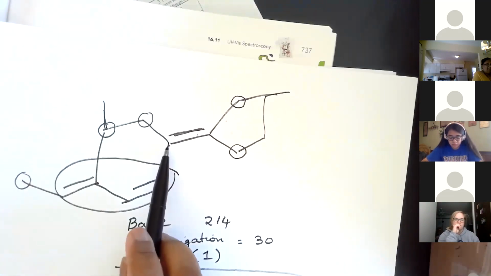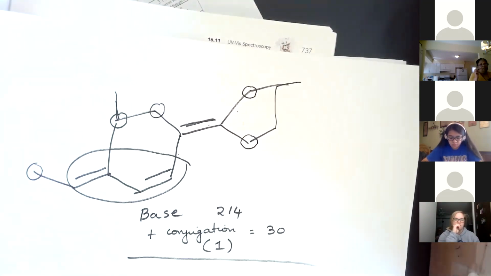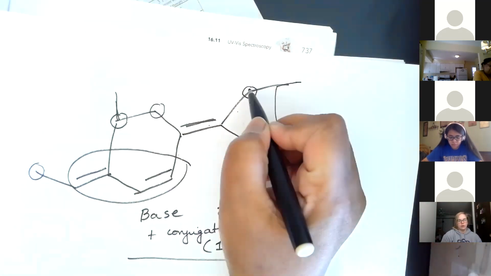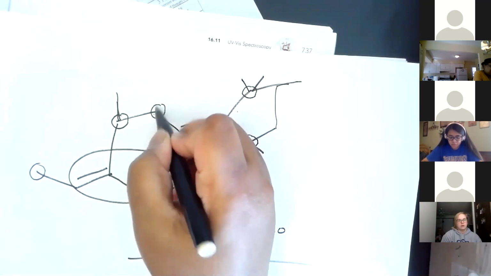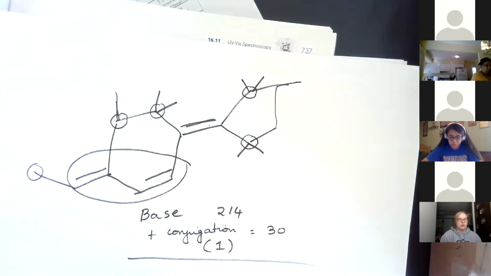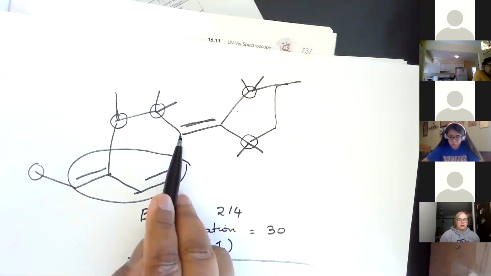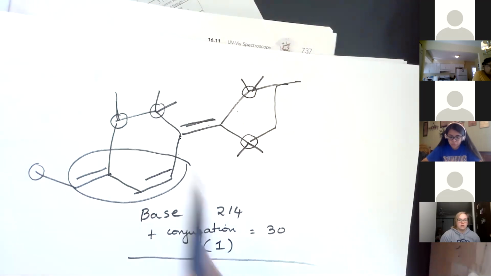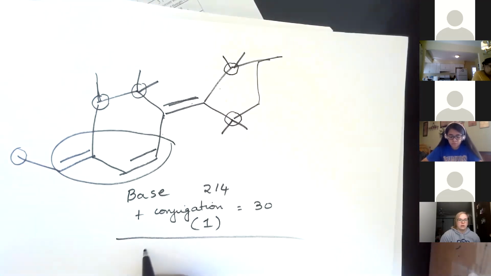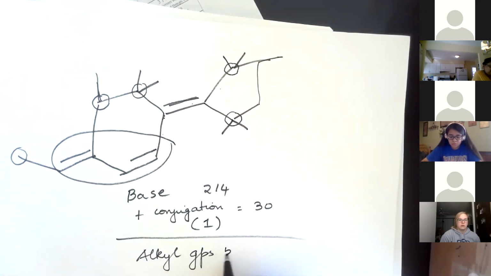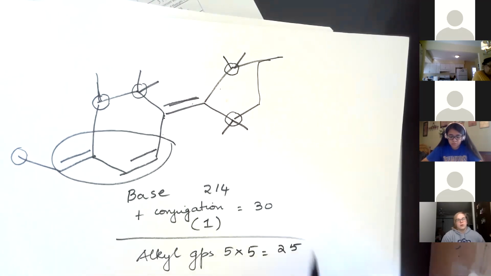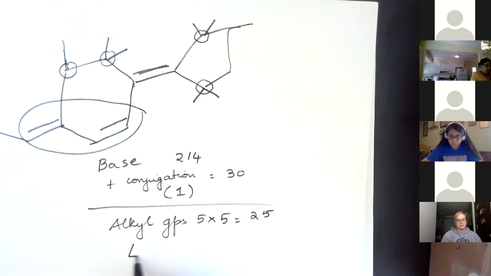So it's not this one. It has to be an alkyl, which means it only has single bonds around it. You see that? This only has single bonds. This only has single bonds. So those are your alkyls. This is not an alkyl group because that has a double bond. So alkyl groups, 5 times, is that 5? Yeah. 25.